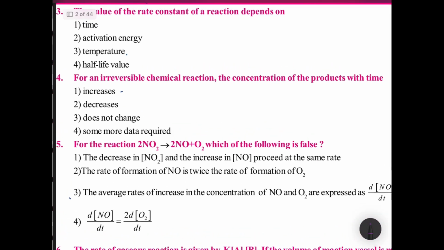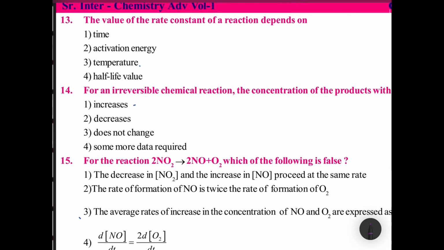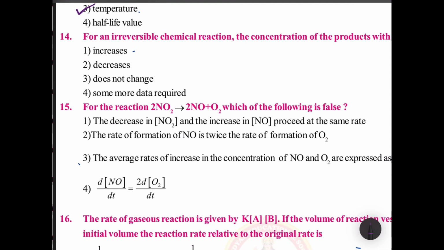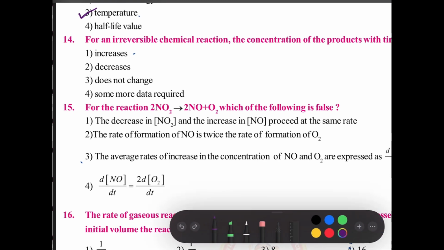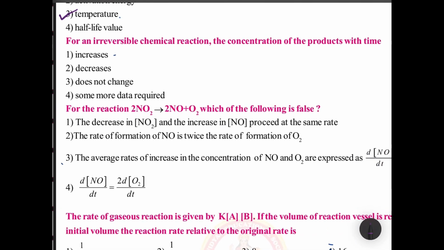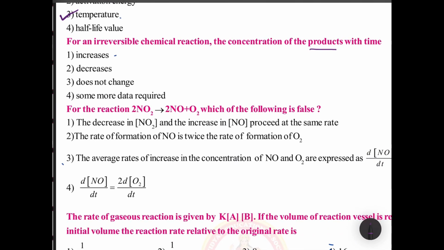The value of the rate constant of a reaction depends only on temperature. When you are increasing the temperature, the rate constant value also increases. It depends only on temperature. For an irreversible chemical reaction, the concentration of the product with time, product concentration generally increases. Irreversible is mentioned, so it is a unidirectional reaction, so product concentration with time will be continuously increasing.